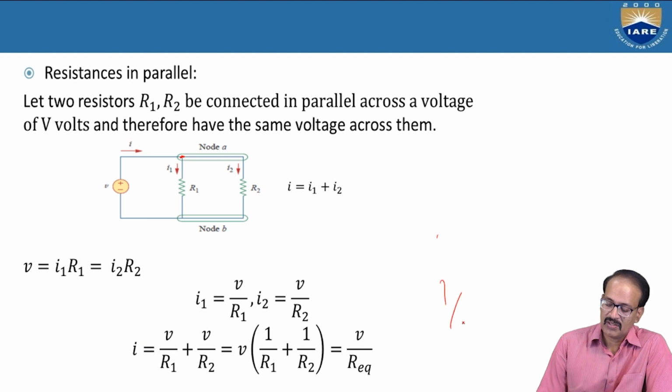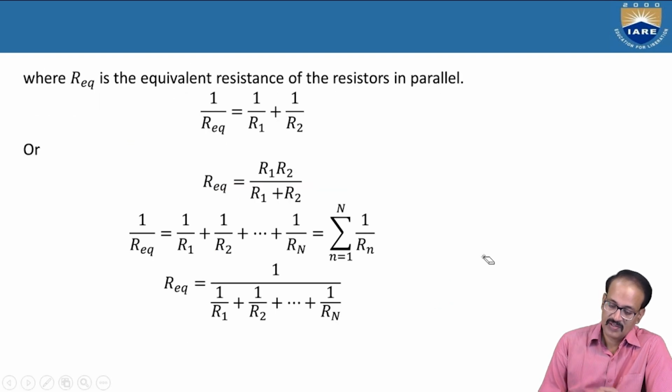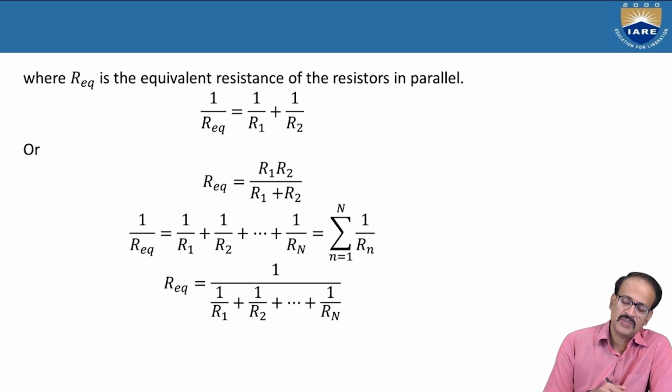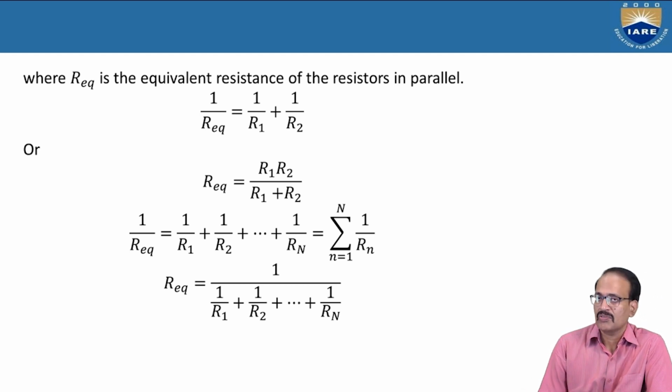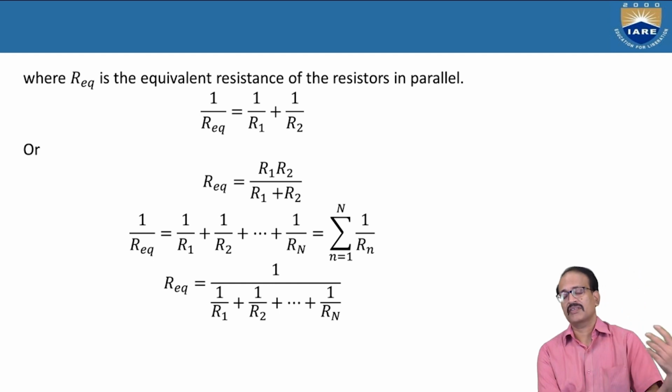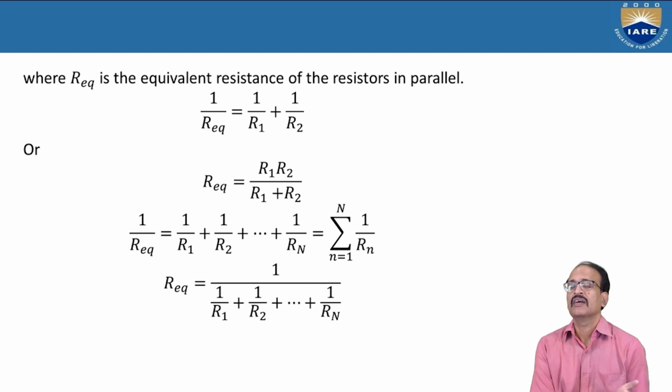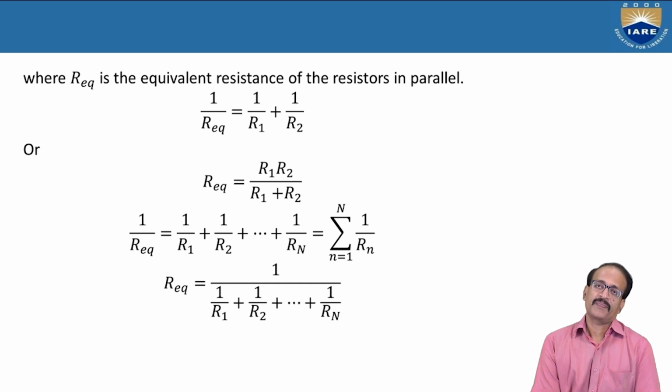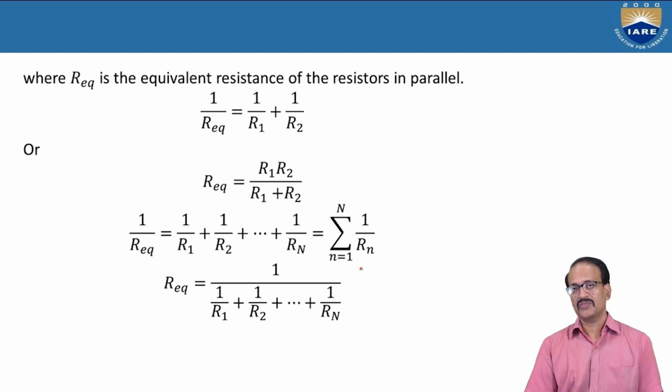So we have to write 1 by R equivalent is equal to 1 by R1 plus 1 by R2 plus 1 by R3. For two resistors, 1 by R equivalent is equal to 1 by R1 plus 1 by R2, so we can simply write R equivalent is equal to R1 R2 by R1 plus R2. If there are N resistors, we can write 1 by R equivalent is 1 by R1 plus 1 by R2 plus 1 by R3 dot dot dot up to 1 by RN. Or simply we can write sigma n is equal to 1 to N, 1 by Rn.